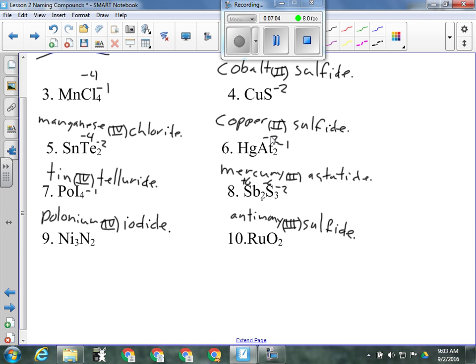Okay, and then for number 9, I've got nickel and nitrogen. Nitrogen is always a -3. -3 times 2 is -6. That means I've got to get 6 positives out of nickel. 6 divided by 3 tells me that nickel has a 2+ charge.